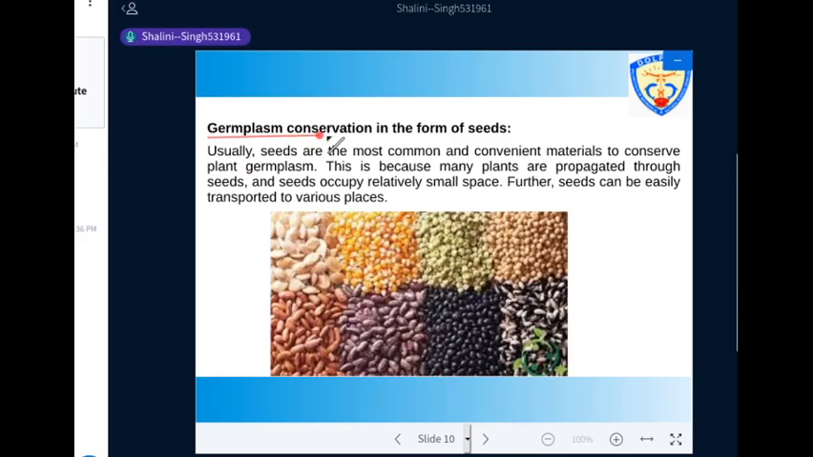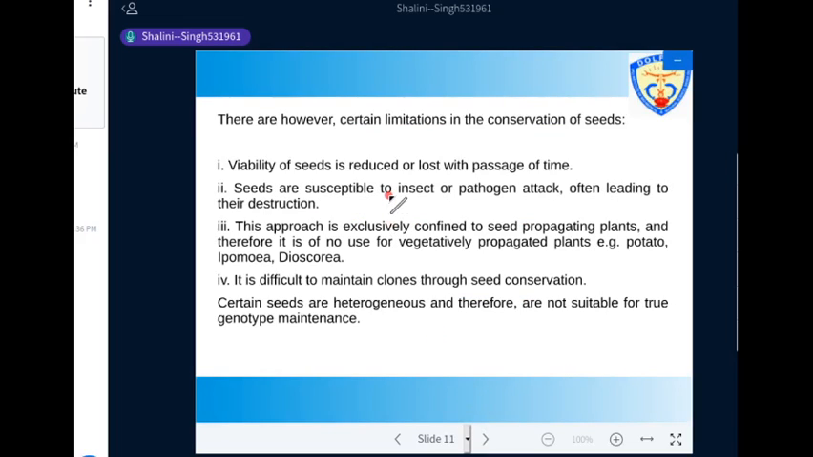Germplasm conservation in the form of seeds is the easiest method, because seeds are the most common and convenient materials to conserve plant germplasm. This is because many plants are propagated through seeds and seeds occupy relatively very small space. Seeds can be easily transported to various places. For this, you have to solar dry the seeds, then you can treat them with some chemicals like fungicide, etc., and then you can store them for a longer duration at low temperature.